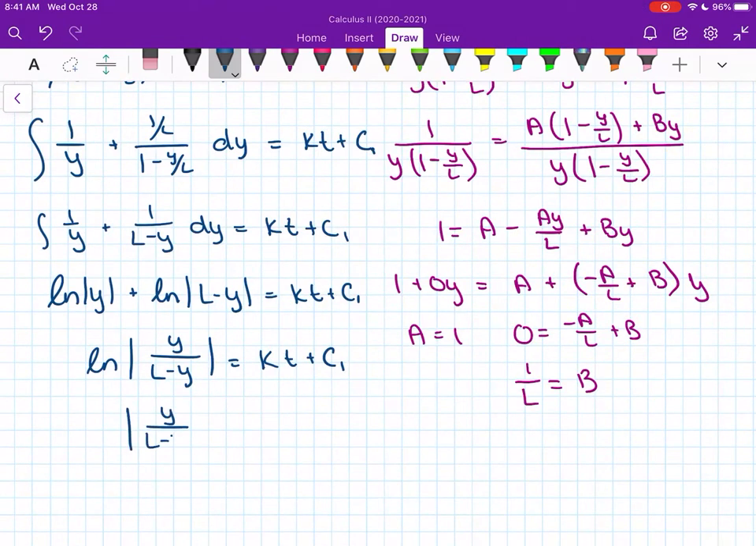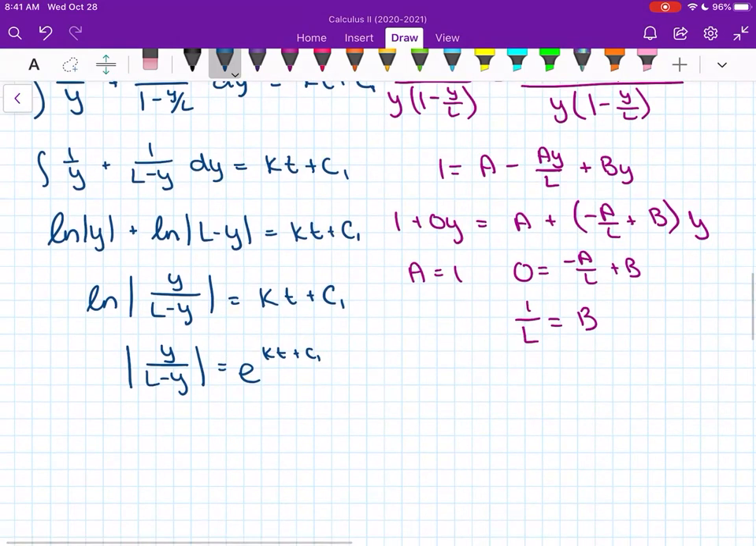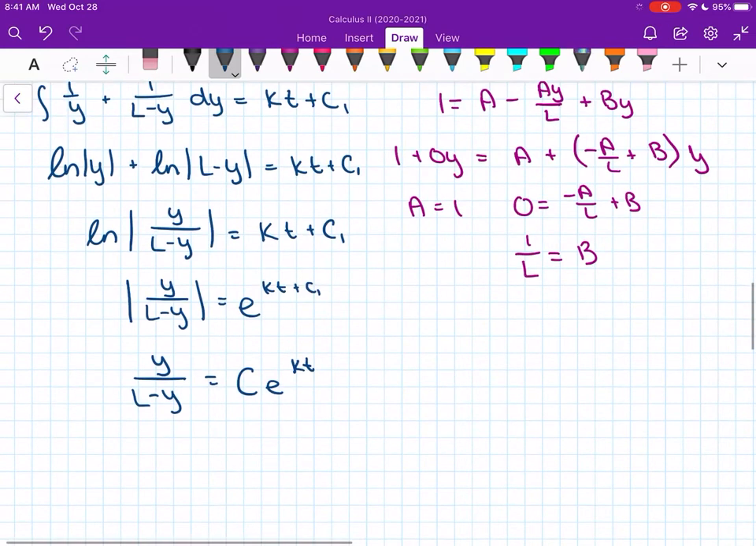Then I'm going to put that in exponential form. So I get the absolute value of y over L minus y equals e to the kt plus C1. Then I'm going to roll that plus or minus from the absolute value and the e to the C1 into a new constant. We'll just call that capital C, as we normally do. If you're still not quite understanding that step, let me know. I'm happy to walk you through it in a little bit more detail.